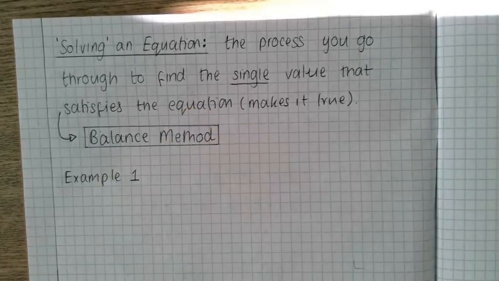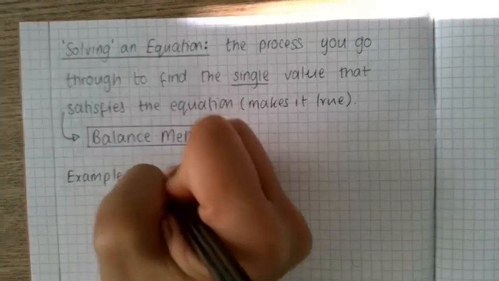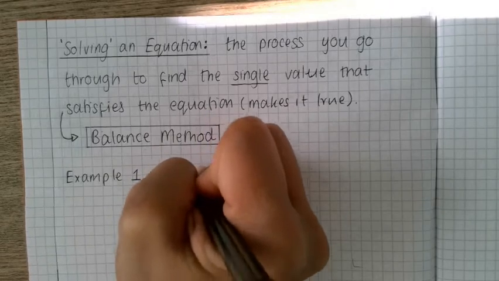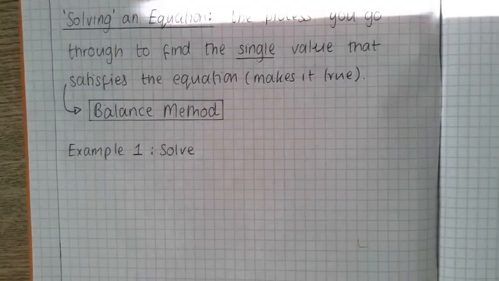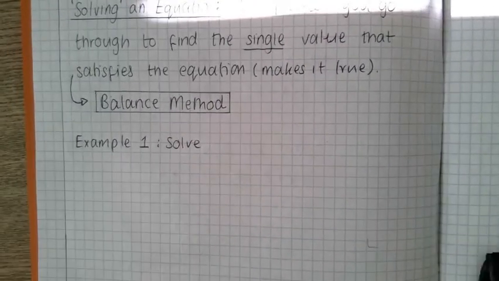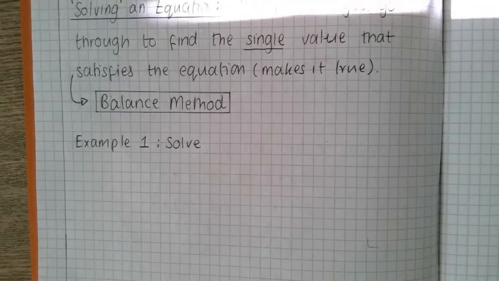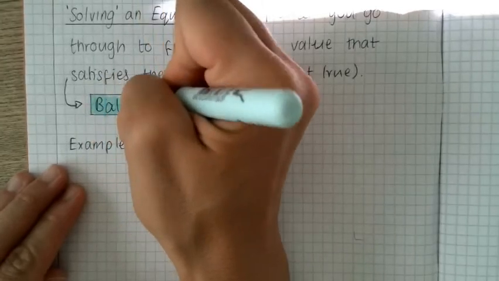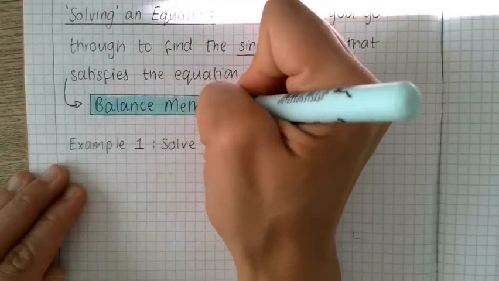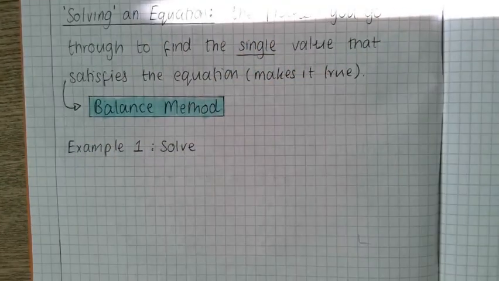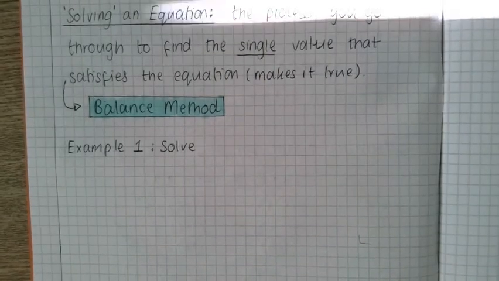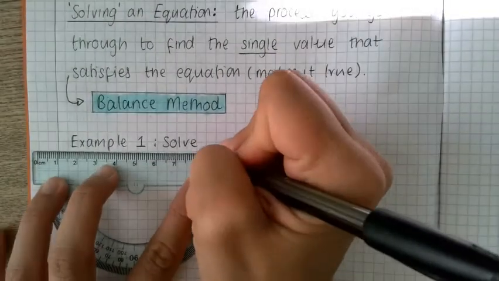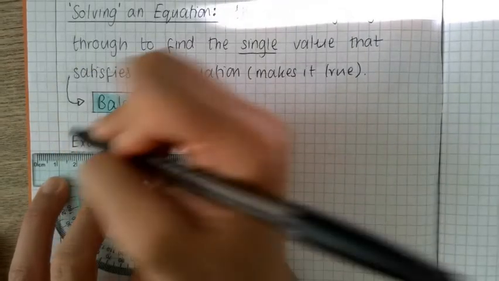So example 1, we're going to be solving 2 equations together. You might even want to highlight these things, make them look nice, make them stand out, as they are very important. What solving means and the balance method. So anyway, example 1, we're going to solve 2 equations together.